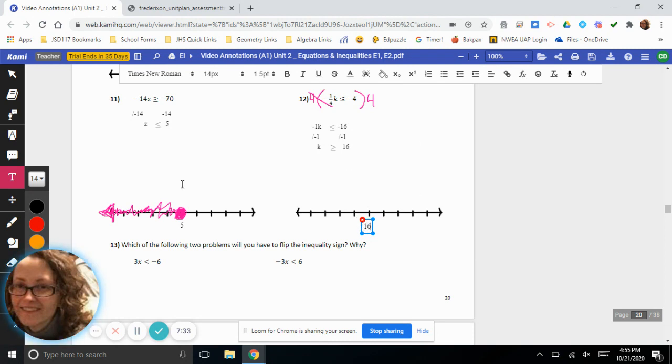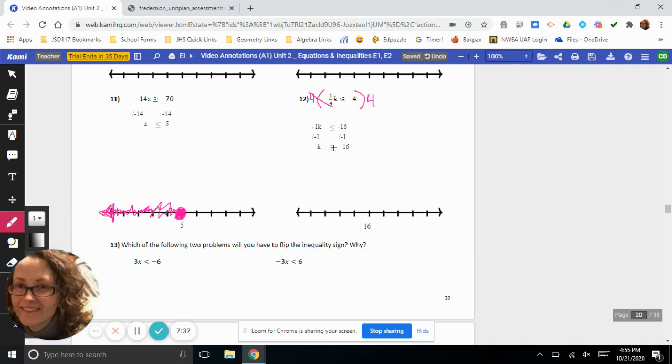So then I'm going to graph my critical number of 16. This is greater than or equal to, so I am going to have a filled in circle here.